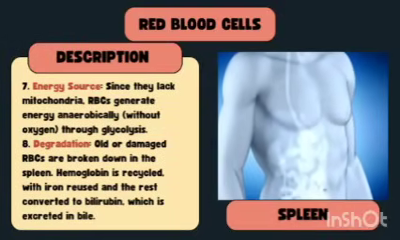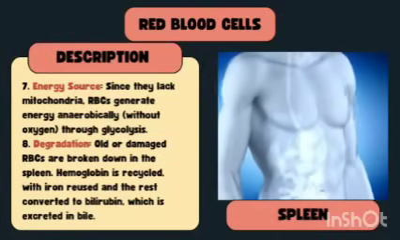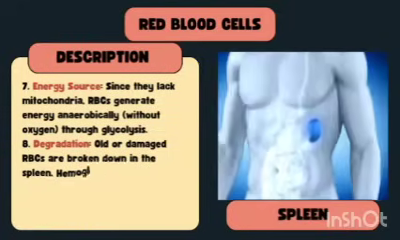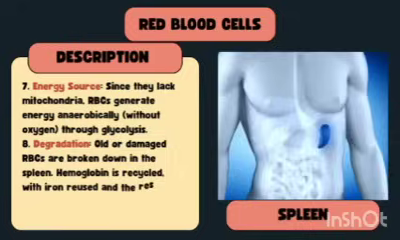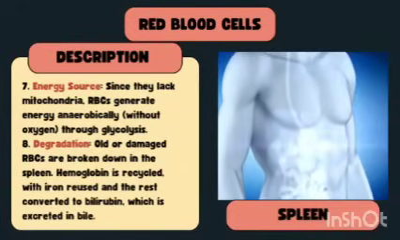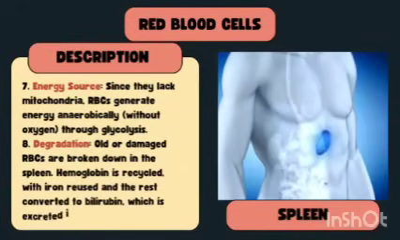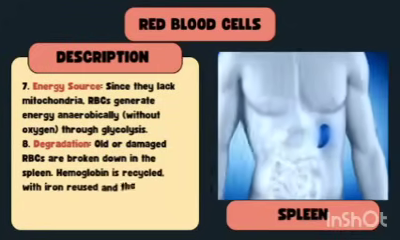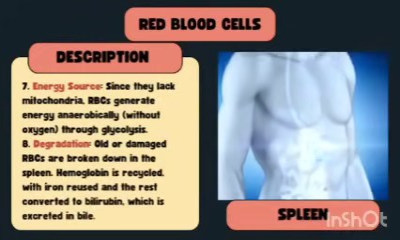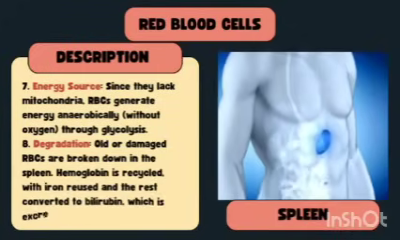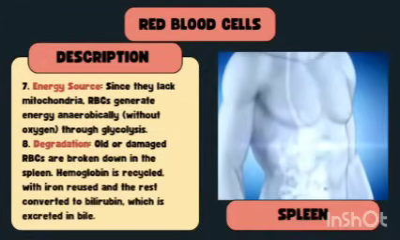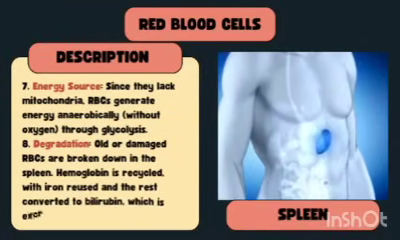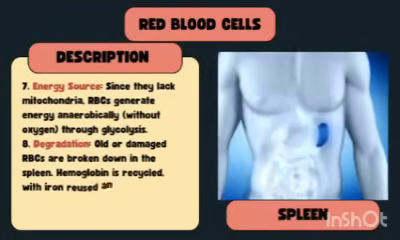You know that the lifespan of RBCs is just 120 days. After dying, where do they go? Here comes your answer. The old or damaged RBCs are broken down in an organ known as spleen. You may see it in the GIF. Hemoglobin is recycled with iron reused and the rest converted to bilirubin, which is excreted in bile. This process takes place in liver.